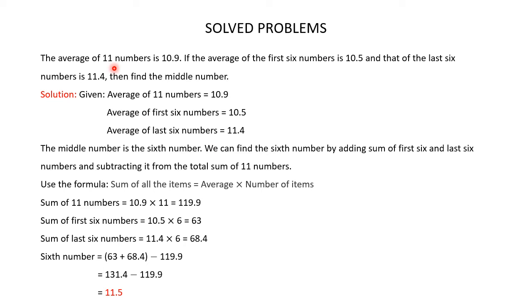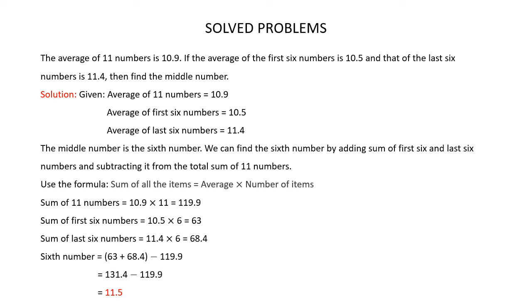The average of 11 numbers is 10.9. If the average of the first 6 numbers is 10.5 and that of the last 6 numbers is 11.4, then find the middle number. Now here it's given that the average of 11 numbers is 10.9. Average of the first 6 numbers is 10.5. Average of the last 6 numbers is 11.4. Now here you are asked to find the middle number.